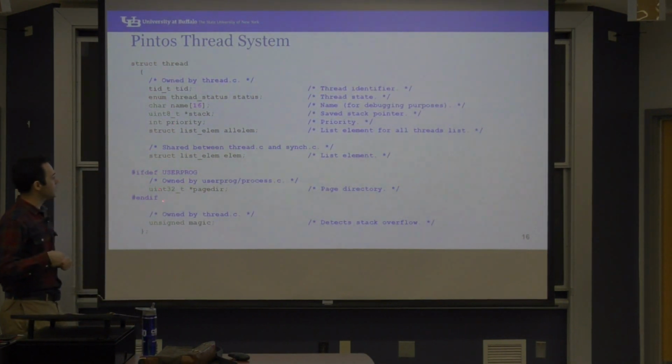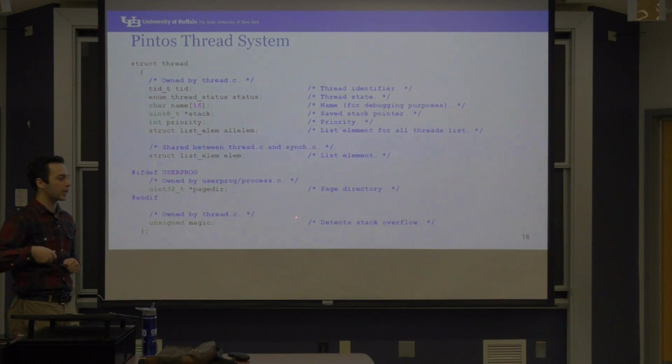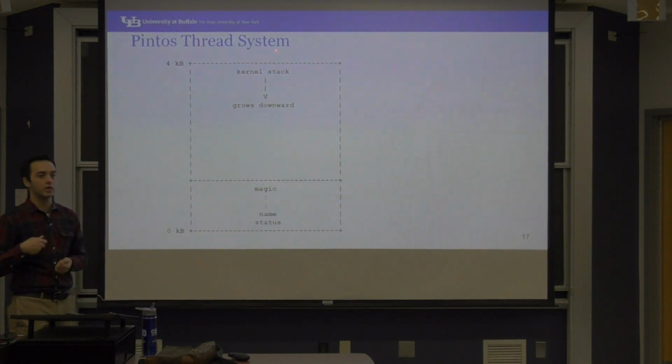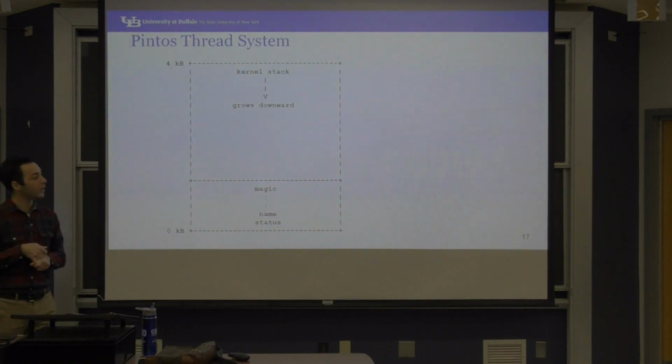So this piece, you don't have to worry about it. It's going to be used only in your project 2. And then the magic number, this is just a number that gets replaced when the stack overflow happens in your kernel, and then basically the kernel can tell and then crash. So this is a page, or 4 kilobytes of space, allocated to each thread structure in your kernel memory.